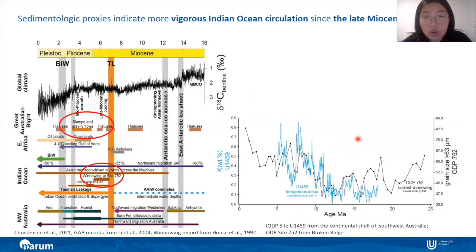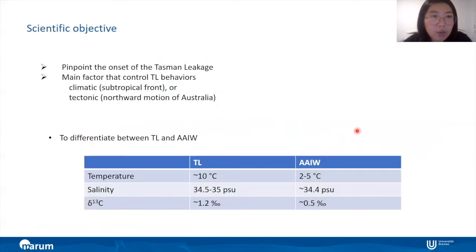As both geochemical and sedimentological proxies agree on a late Miocene onset of Tasman leakage, my project aims to pinpoint the onset of Tasman leakage precisely, say at an orbital resolution level, and also to test what the driving factor of Tasman leakage is, whether it's the southward migration of the subtropical front or the northward motion of Australia that creates a bottleneck effect for the Tasman leakage.